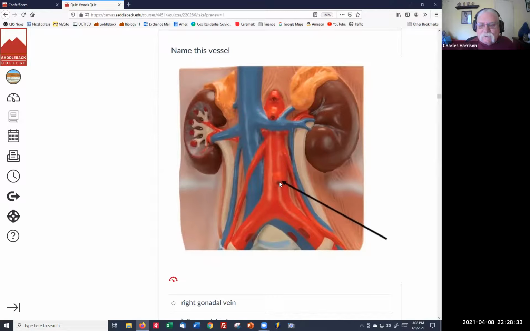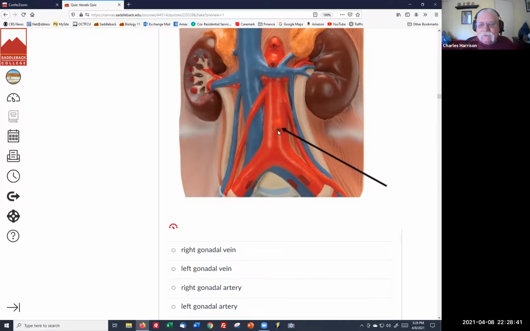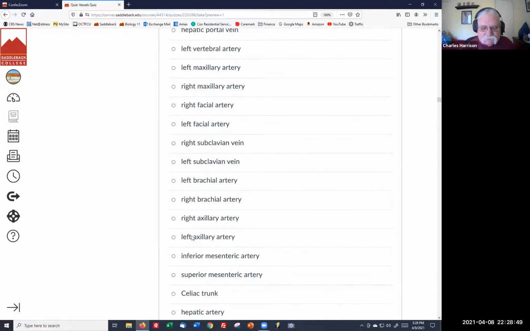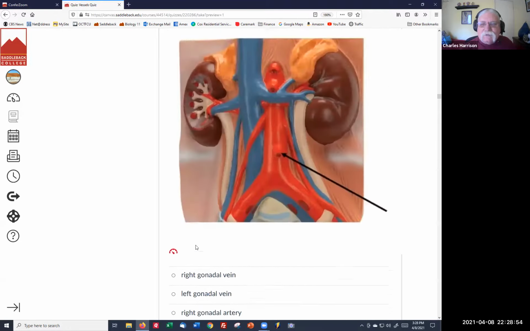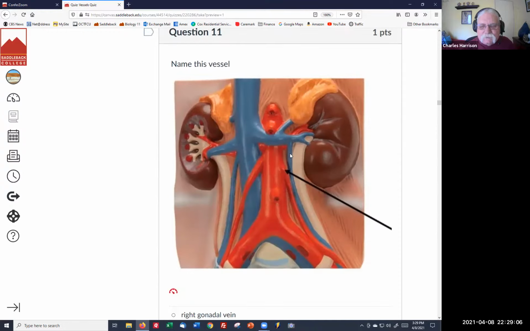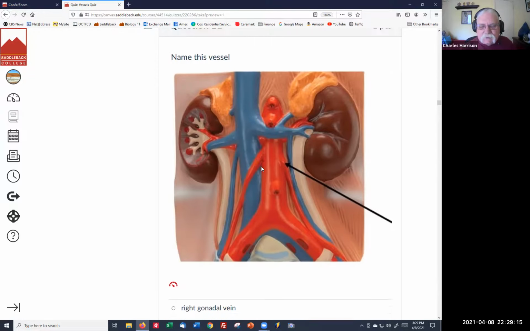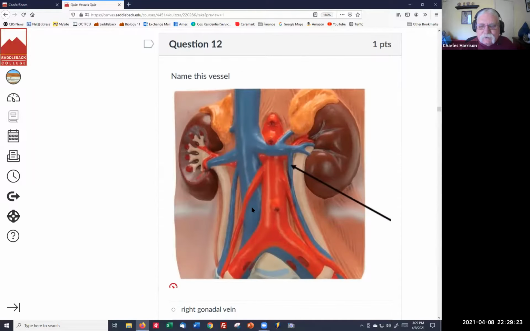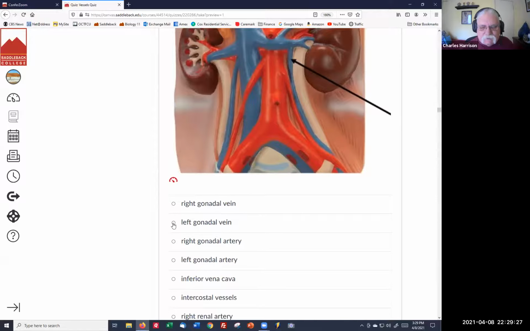Okay, this point here, this one is the inferior mesenteric artery. Way down here. See it? Inferior mesenteric. These are the gonadal arteries, gonadal vein. So this is pointing to one of the gonadal arteries. It's the left gonadal artery. This is the left gonadal vein, which comes into the renal vein.